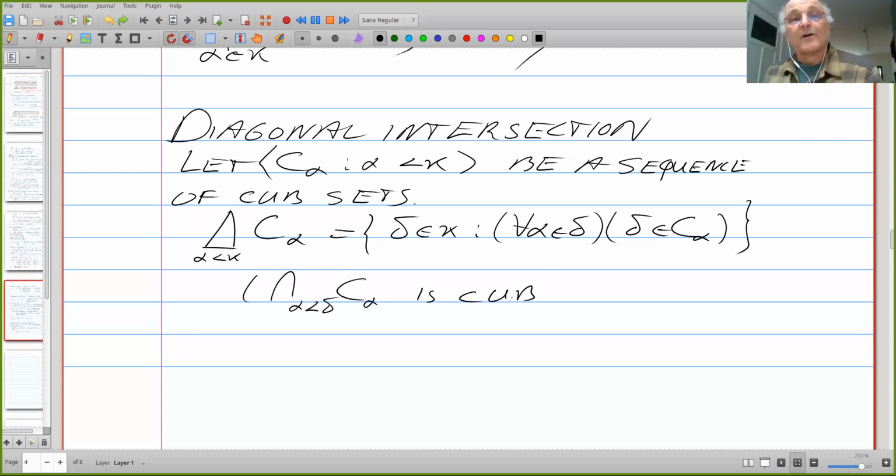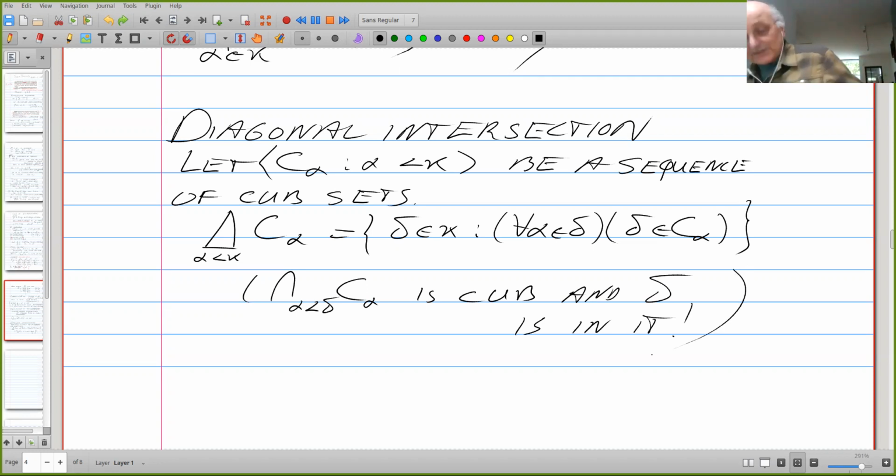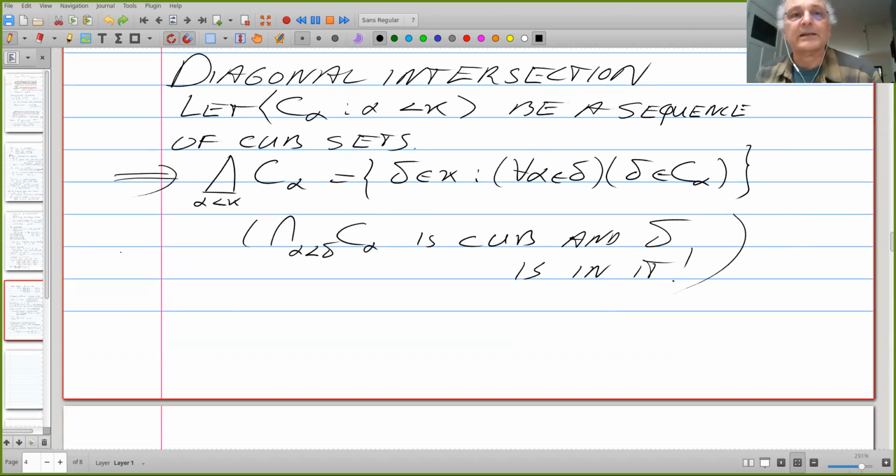Notice that the intersection of all the C alphas where alpha is less than delta is club, because delta is less than kappa. But delta is so special that it is in that particular intersection. So the indexing really matters in this case, because if I would permute the C alphas, then this particular diagonal intersection would be completely different. So this is the diagonal intersection with this nice delta on top of it.